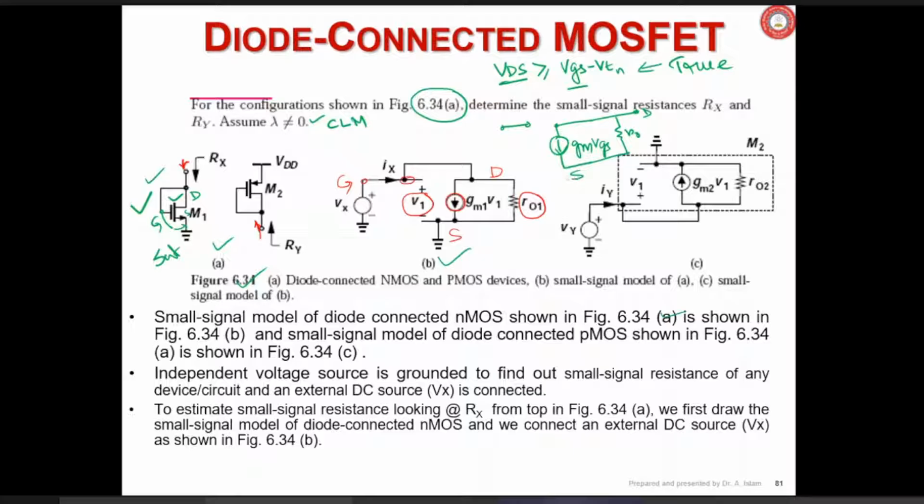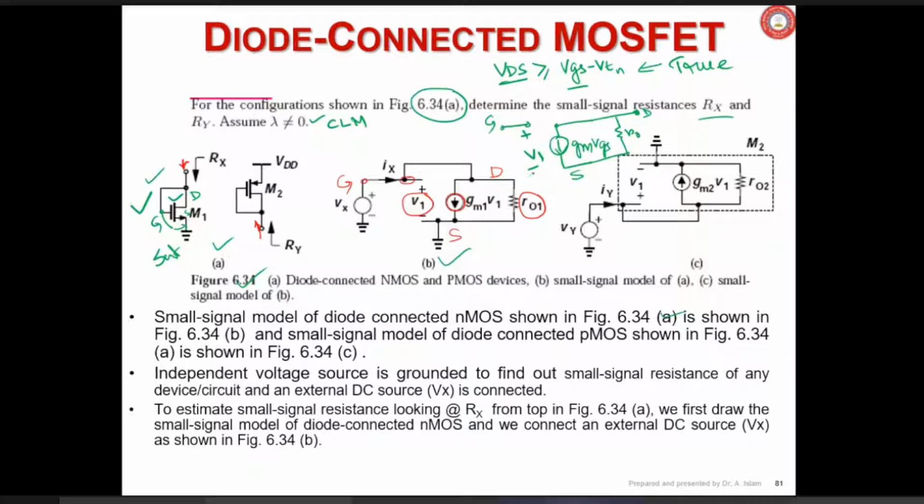Source is here, drain is this one, and this is the gate. And here you have to find out Rx. To find out Rx, what we need to do is that one external supply voltage is to be connected.